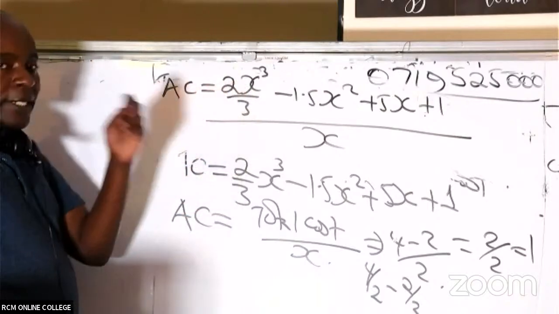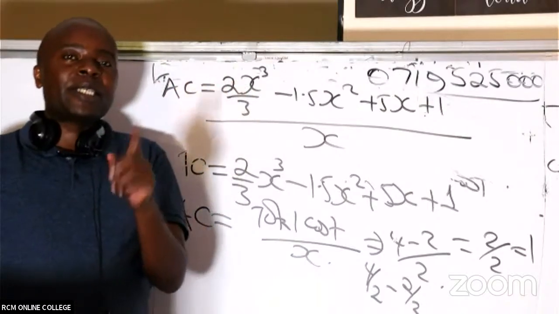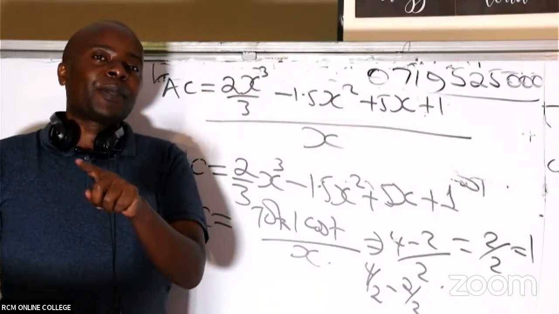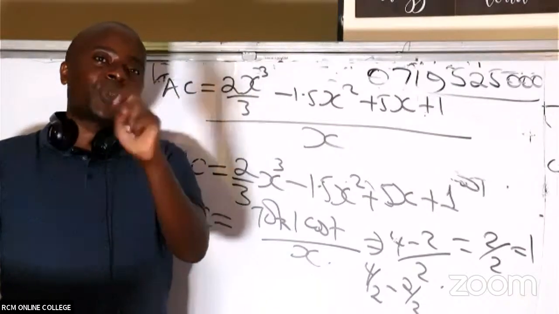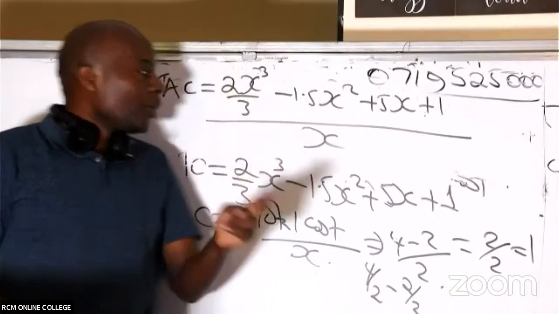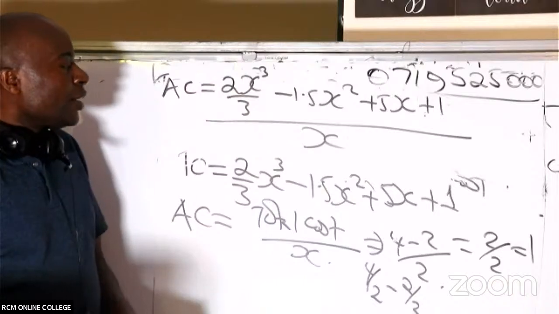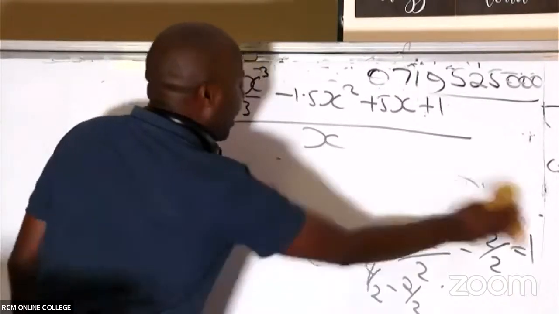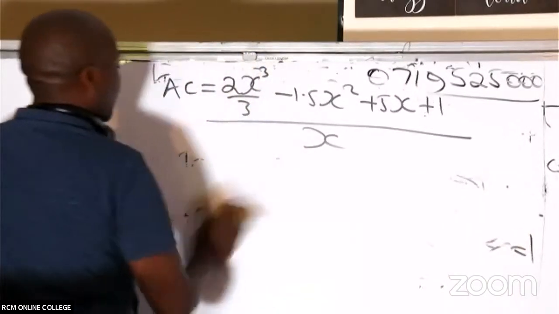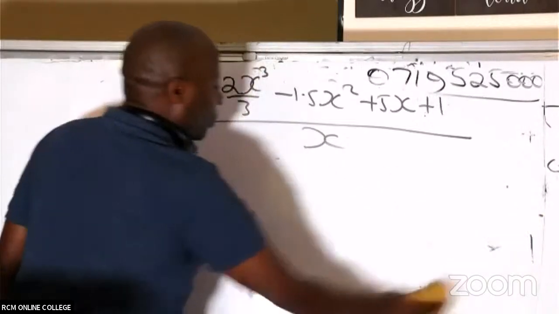You see, when we talk of X cubed, it is the same as saying X times X times X. So when I divide 3 X's by X, I'm going to have 2 X's. So in short, ladies and gentlemen, this is what I'm going to have at the end of the day.